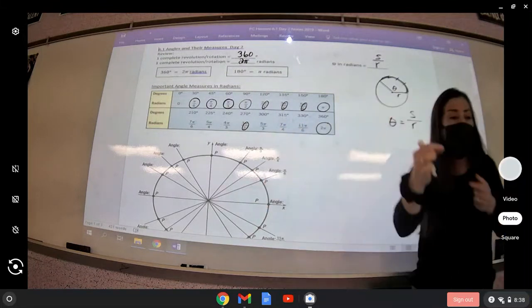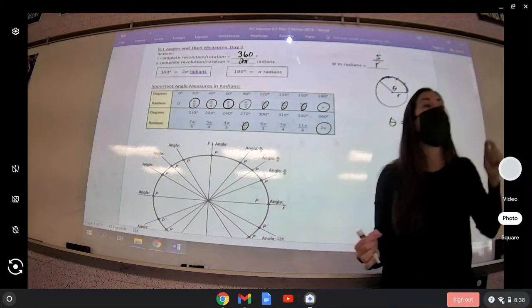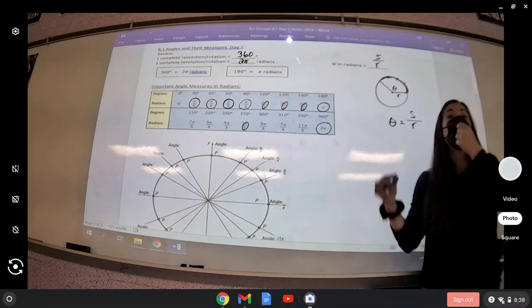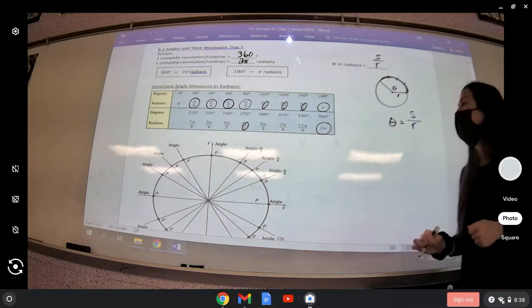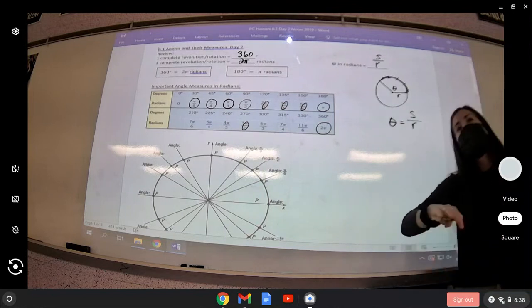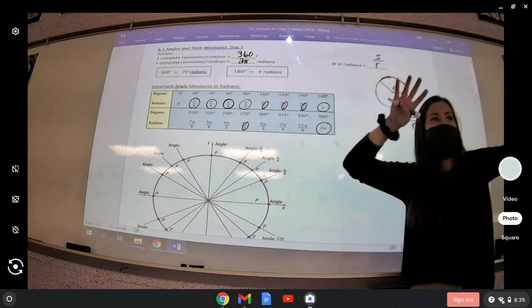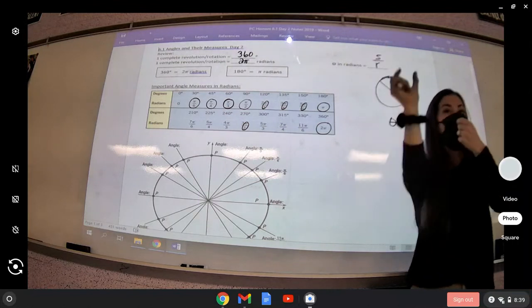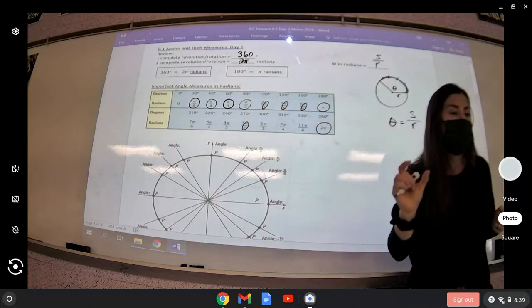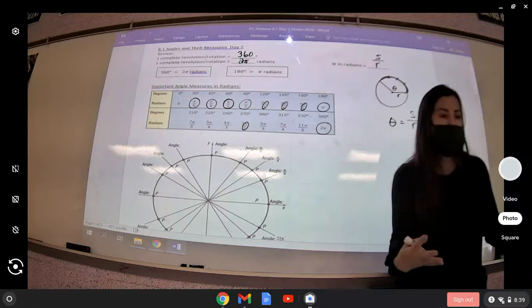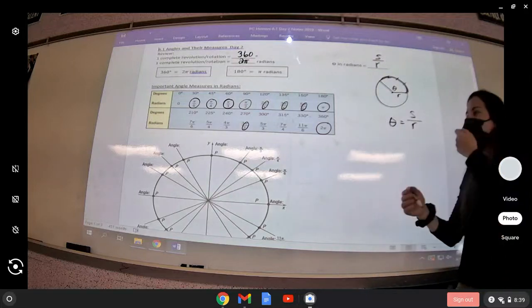Because all of these are multiples of one of our special angles, and we can memorize the side lengths of a special right triangle. If they start asking you about something like 2 pi over 9, that's not one of our special angles. That's not a 30, that's not a 60, that's not a 45. That doesn't live inside of one of our special right triangles. That's not something we should be able to memorize, but these ones are.